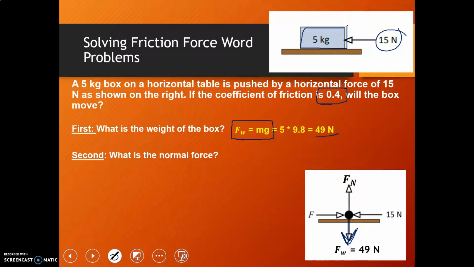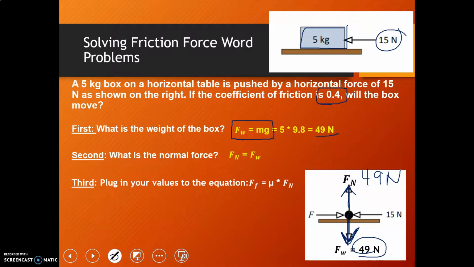Second, what is the normal force? You know that we need the normal force for solving this equation. Normal force is opposite and equal to the weight. The weight is going down, the normal force is going up. The weight was 49, so the normal force is going to be 49 newtons.